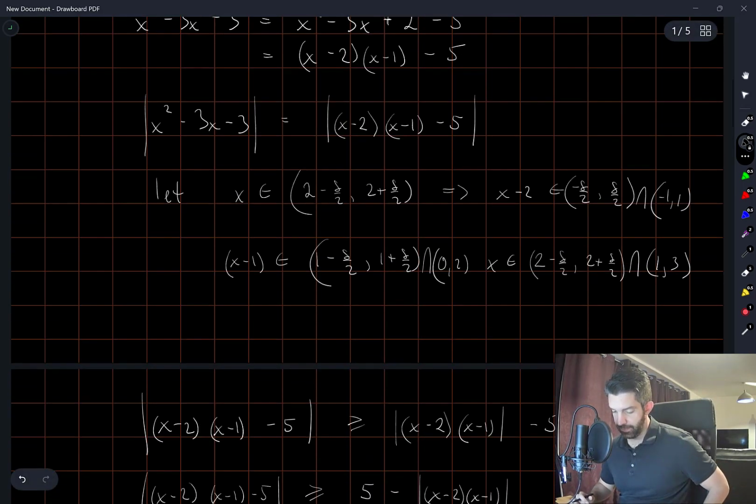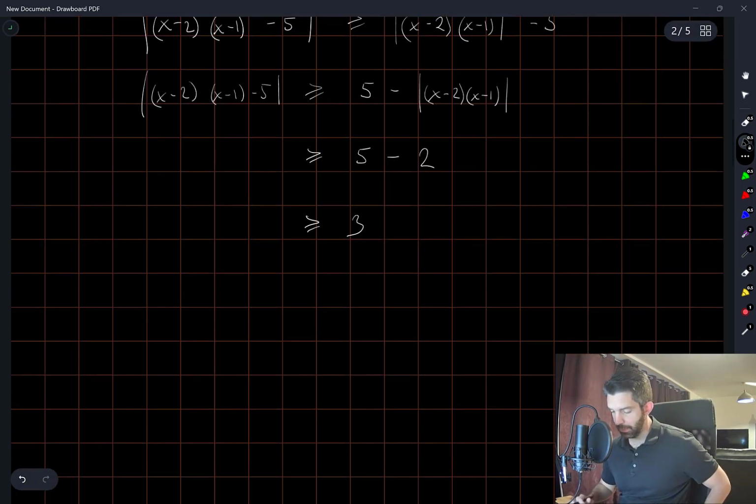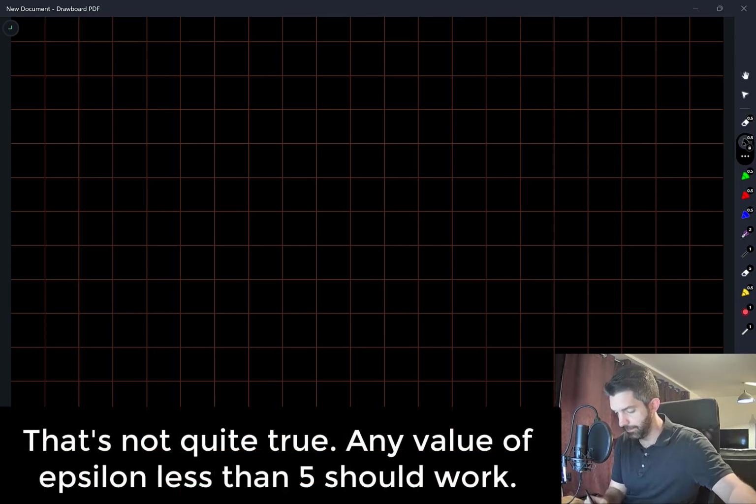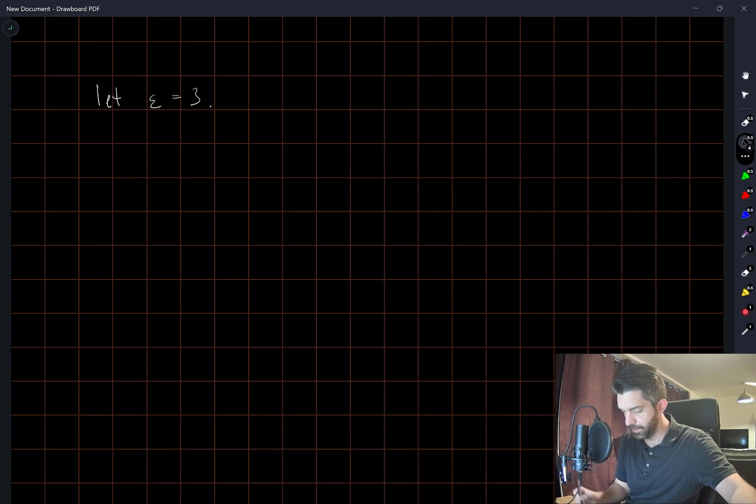Okay, so I think I've essentially figured this out, but let me go through the full argument here. Any value of epsilon here is going to work, but in order to make this really explicit, I'm going to let epsilon be equal to 3. Okay, and now suppose delta greater than 0 is given.